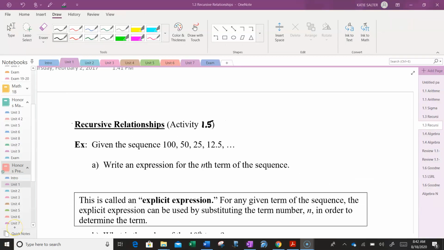So this lesson is about recursive formulas versus explicit formulas. To start out with, we're given the sequence 100, 50, 25, 12.5, and so on. Write an expression for the nth term of this sequence. Pause the video. When you're finished, start the video back.